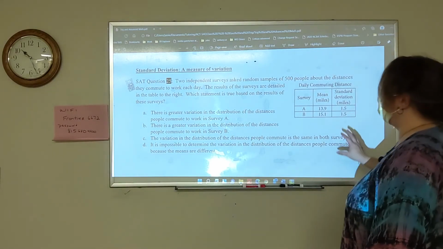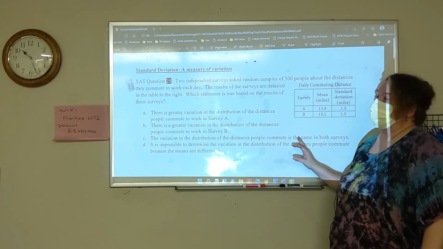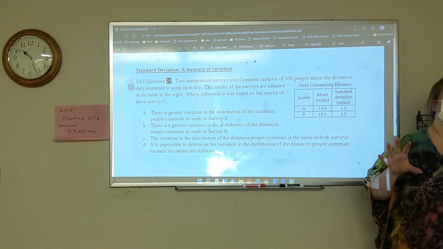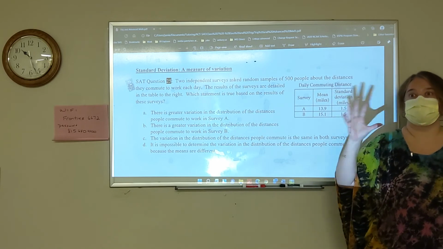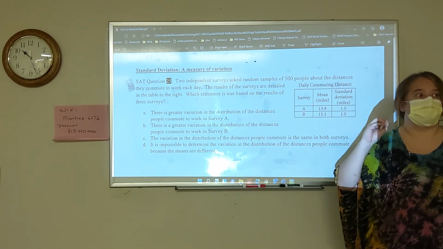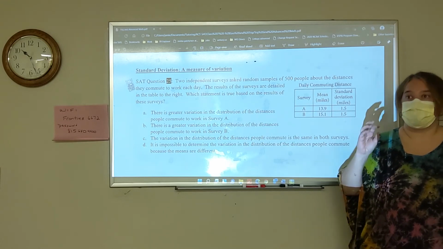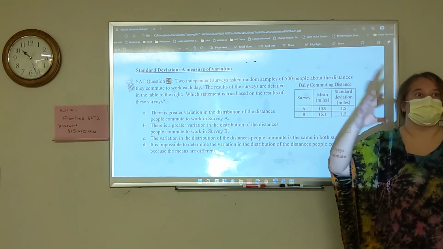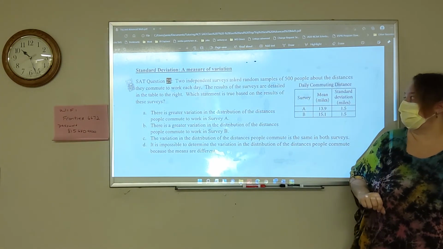So standard deviation, basic concept here, guys. Standard deviation is just the distance something is away from the mean. That's all it is. How far away from the mean is something? That's it. Okay? The higher your standard deviation, the more spread out your data. Okay, that's all you need to know.